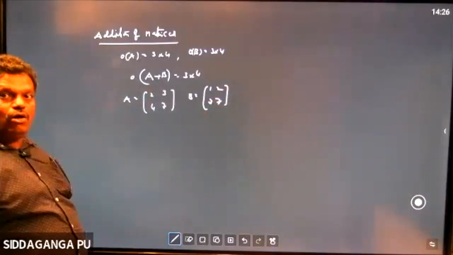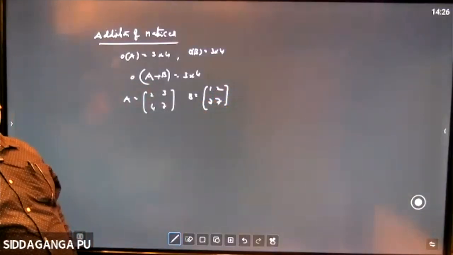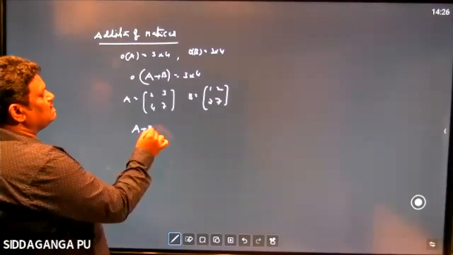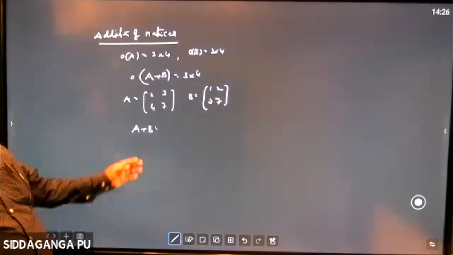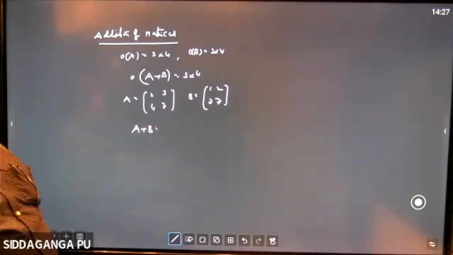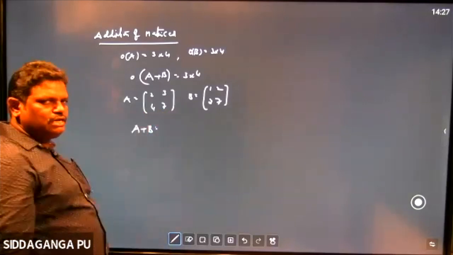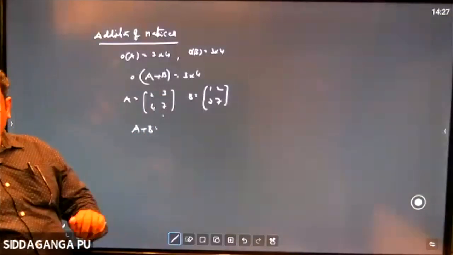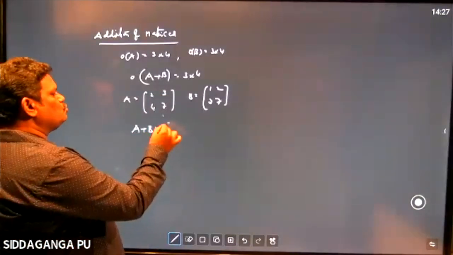Now we can add or subtract, both are the same operation. Now we can add these two matrices, A plus B. This is the resulting matrix, the addition of the given two matrices. First, we check: this matrix order is 2 by 2, this matrix order is also 2 by 2, the order is the same. Now we can add these two matrices.